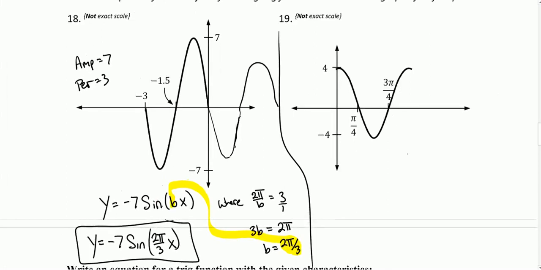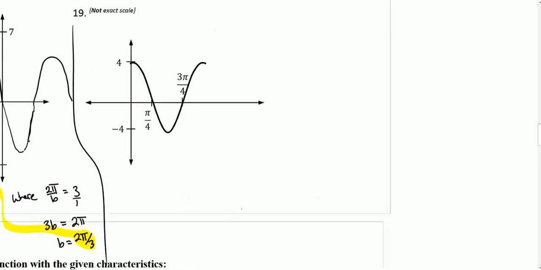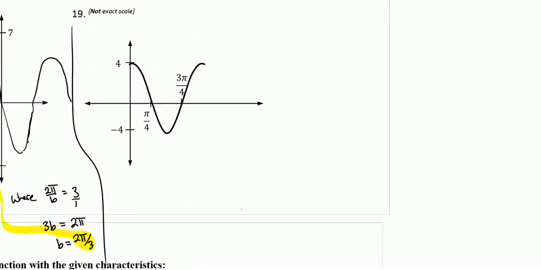Number 19, we have the basic cosine function shape. We have an amplitude of 4 and a period of, well, our x-intercepts are at 1/4 and 3/4 pi, so this is going to be pi, this will be pi over 2, so we have a period of pi.